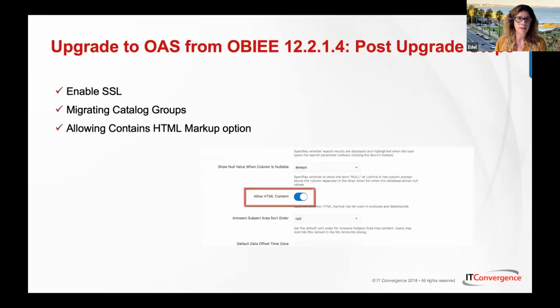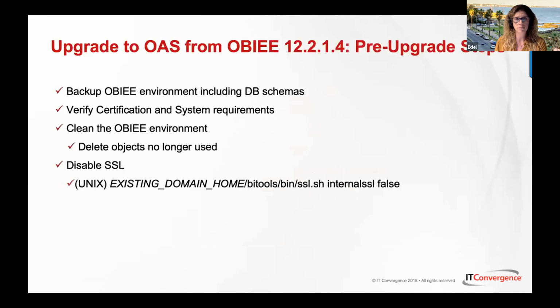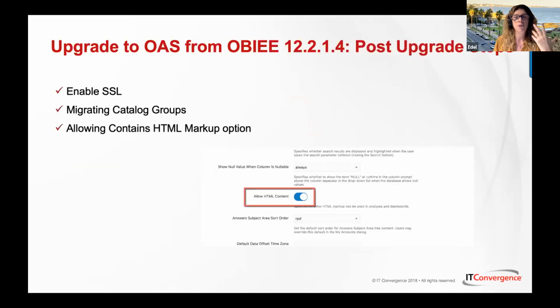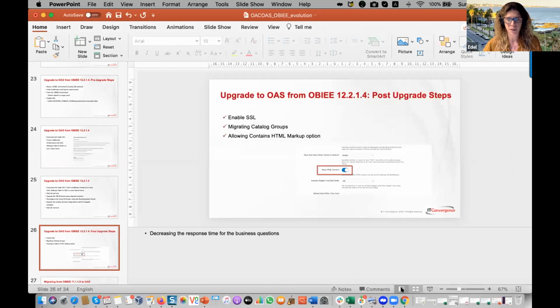First, enable SSL, which is the same command as this one, but with true. Then migrate catalog groups if you have them, and allow the contain HTML markup option. This is something you're going to do with the console, sorry. So let me show you.